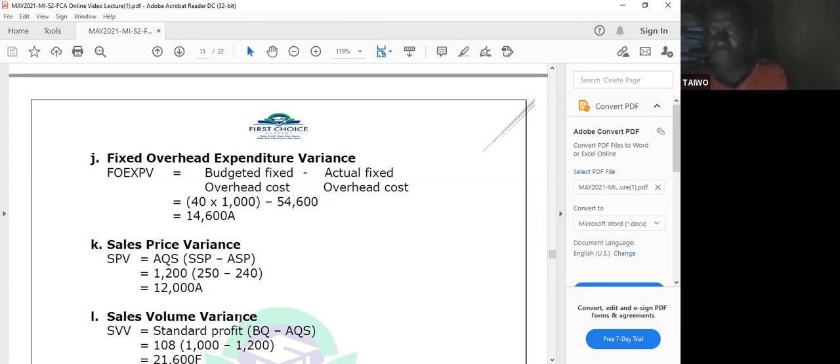That means, what do we budget to produce and what do we actually produce? Or what do we budget to sell and what did we actually sell? That's the sales volume variance. You will be looking at it from what we sell.